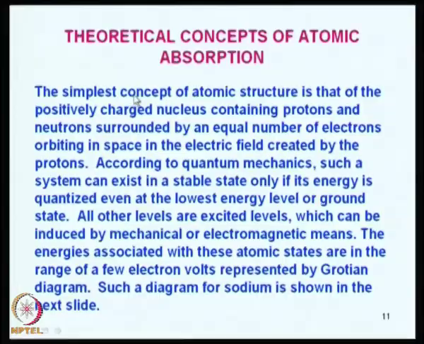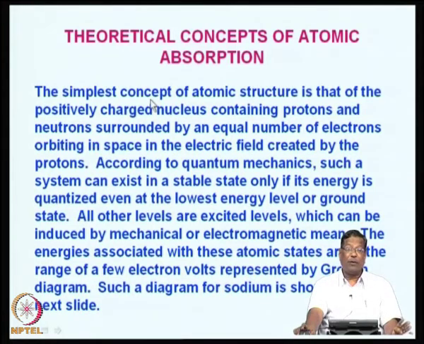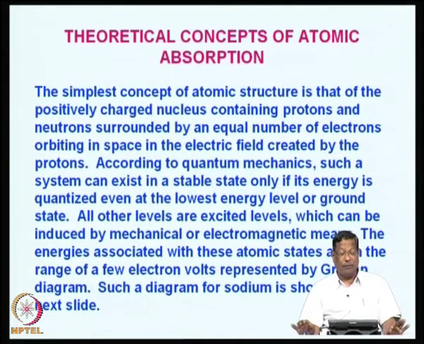So, the simplest concept of atomic structure is that of the positively charged nucleus containing protons and neutrons. These are surrounded by an equal number of electrons orbiting in space. This we have discussed a number of times, how an atomic structure is built, and according to quantum mechanics, such a system can exist in a stable state only if its energy is quantized, and at the lowest level as well as in the excited levels.